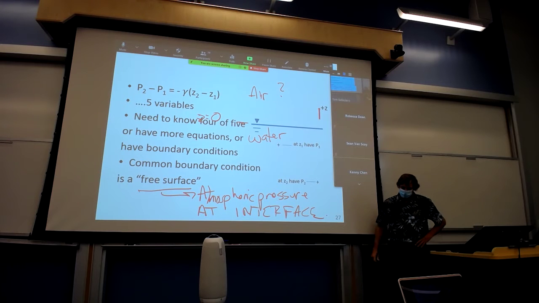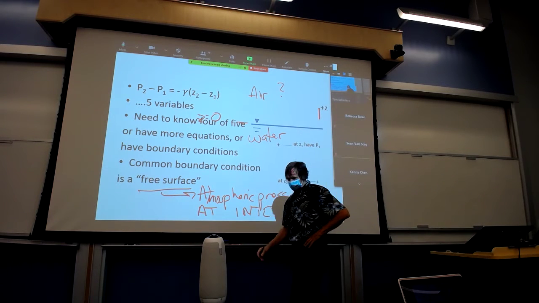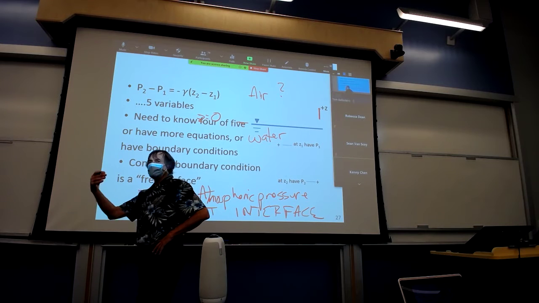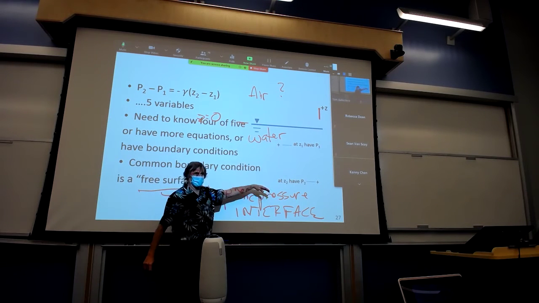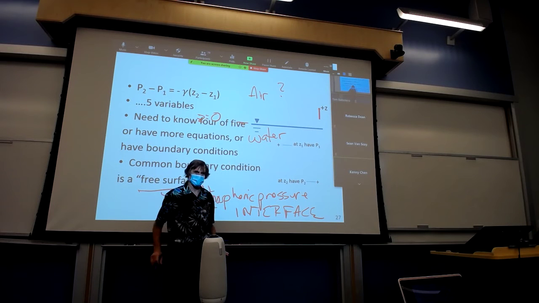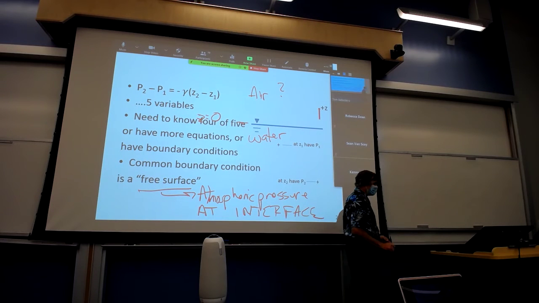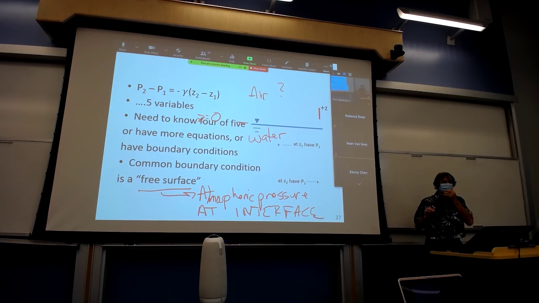I put that in capitals, at the interface. You could have atmospheric pressure somewhere in the continuum, and that's what you'll see. We're going to talk about that. But a free surface is a very special definition: atmospheric pressure at the interface.